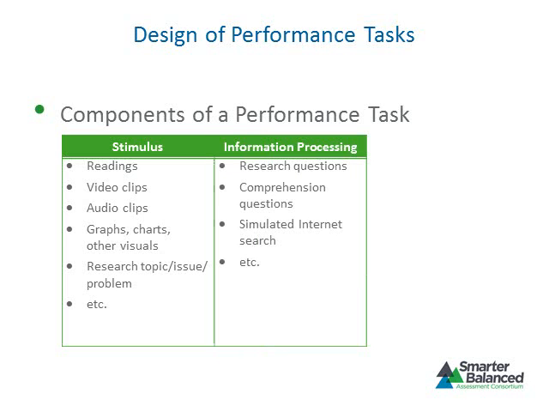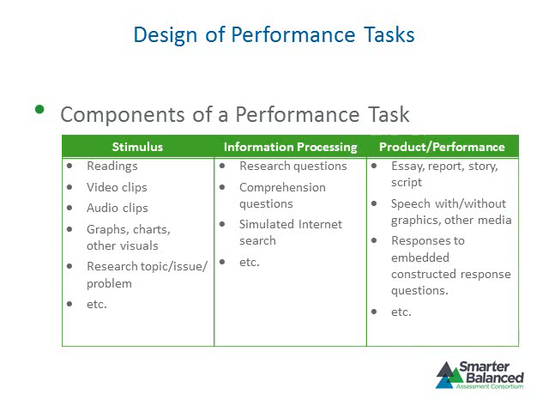Information processing may occur by having students research specific questions or by asking them to think about specific aspects of stimuli to which they were exposed. Products and performances can also take many forms, including essays, stories, reports, and speeches. A wide variety of performance tasks may be developed by combining various stimuli, information processing tasks, and products. The number of stimuli to be used for a performance task differs across grade levels, from 1 or 2 at grade 3 to as many as 5 at the high school level.